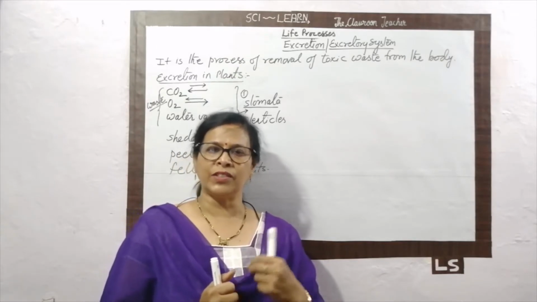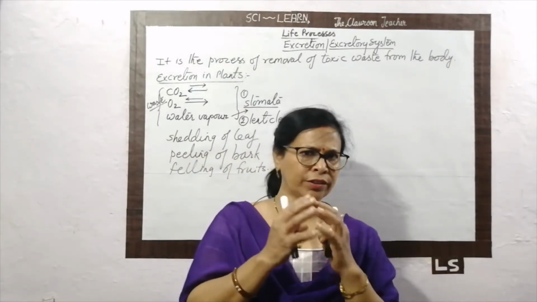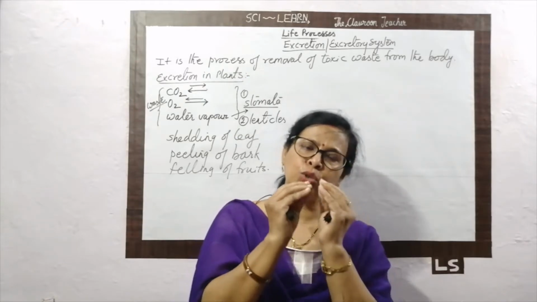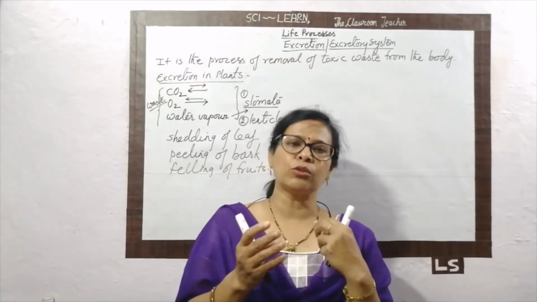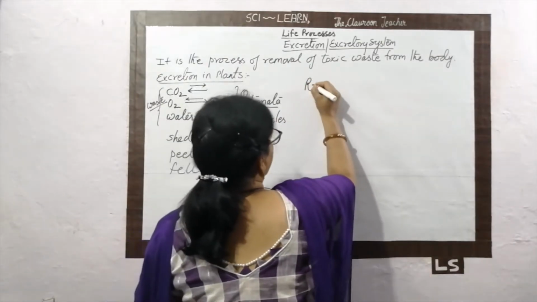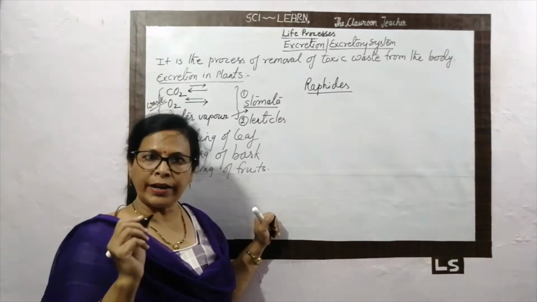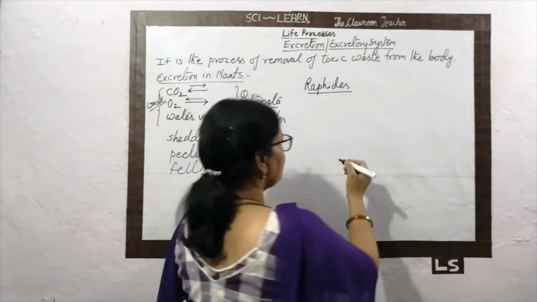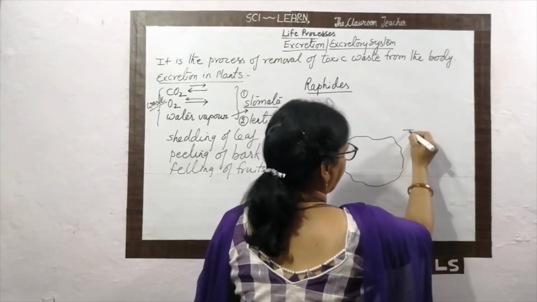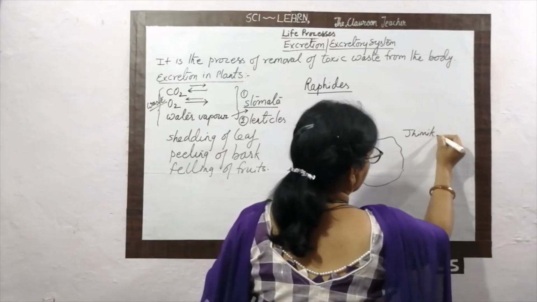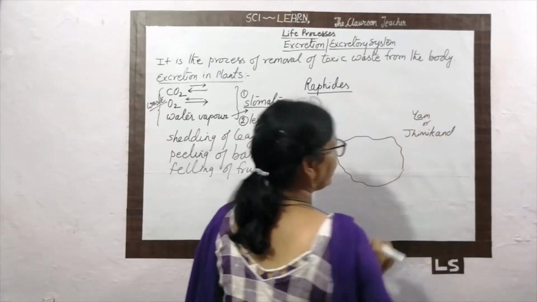One more thing is released from the plant. It is a solid substance that is not released directly from the plant but is stored in the plant in another formation, called raphide. One food item is called jimikand. Maybe you have looked at it. Jimikand is the Hindi name. Yam is the English name for it.